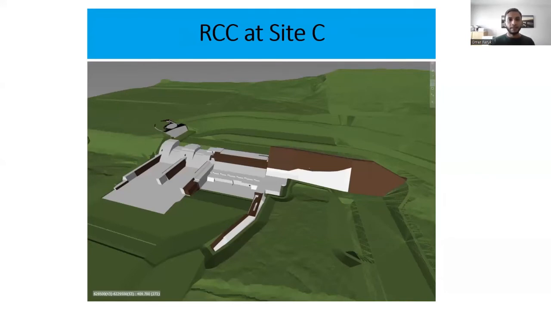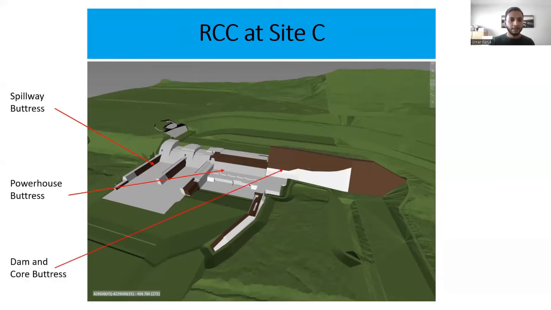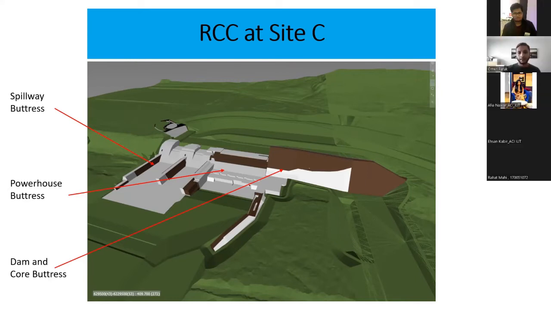On this slide, you can see a 3D render of the structure. We have the spillway buttress that is made of RCC. All this structure that you see here is made of RCC. Then we have the powerhouse buttress. Then we have the dam and core buttress. This is the only structure which will be above the water, above the ground, and the spillway buttress and powerhouse buttress will always be submerged. So the dam and core buttress was very critical in design to make sure it is not overturning and gives stability, because it will be retaining water on the background.